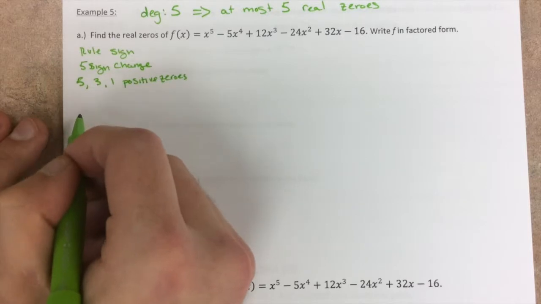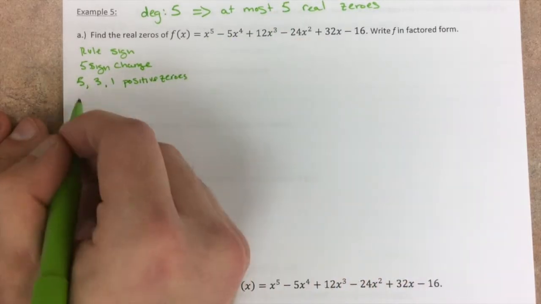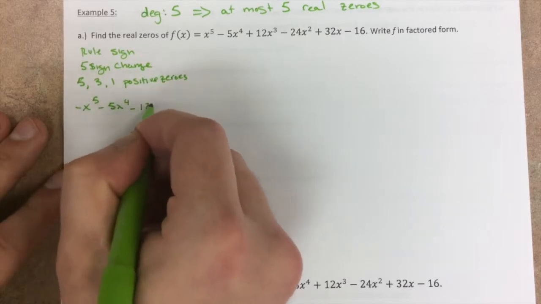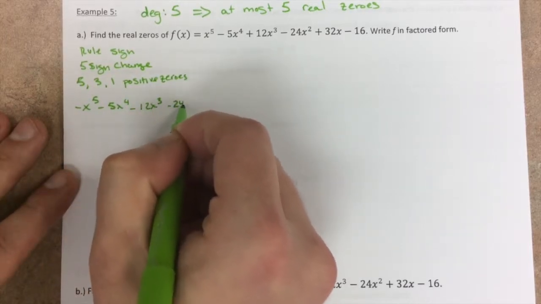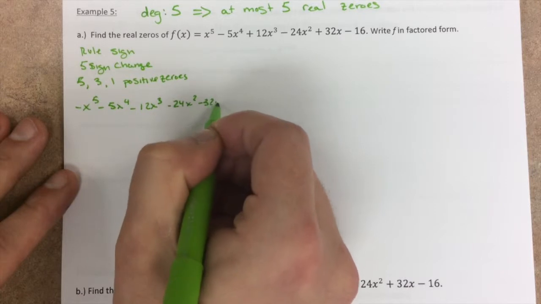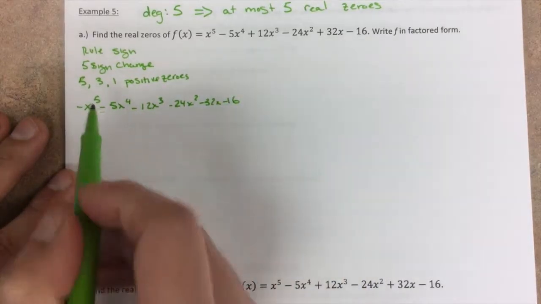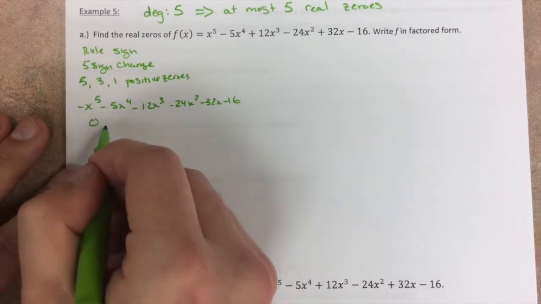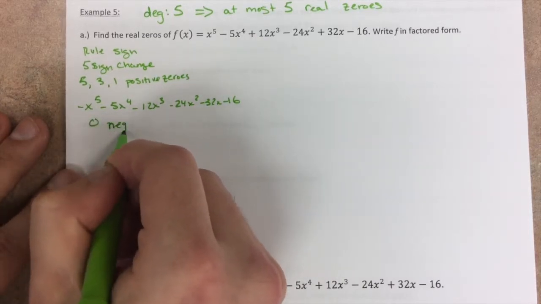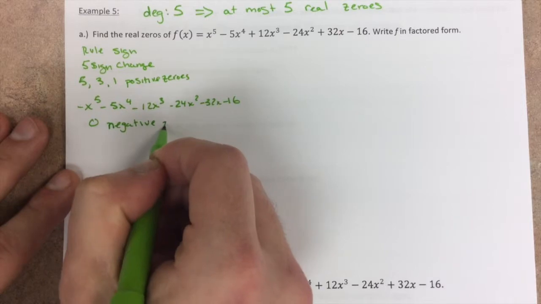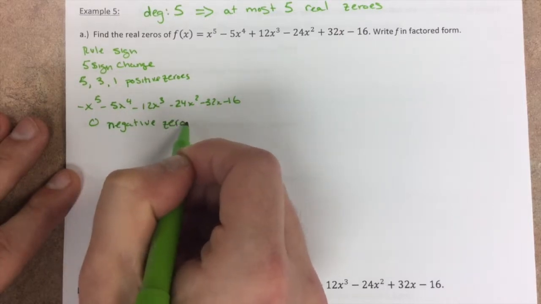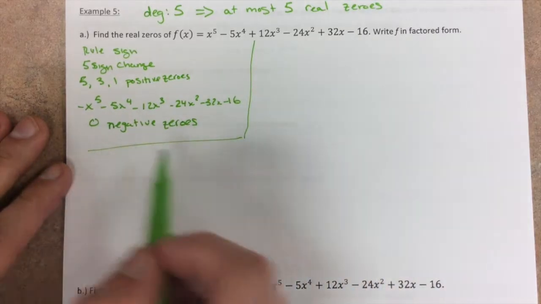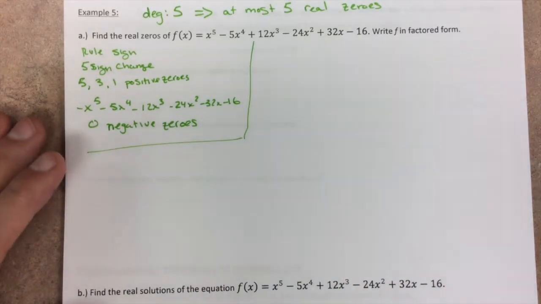Likewise, we're going to switch all the negatives, so that would be negative x to the 5th minus 5x to the 4th minus 12x cubed minus 24x squared minus 32x minus 16. So that's negative, negative, negative, negative, negative, negative. So we have 0 negative zeros. That's super helpful because if I know that all I have to look for are positive zeros, that saves me a bunch of time.